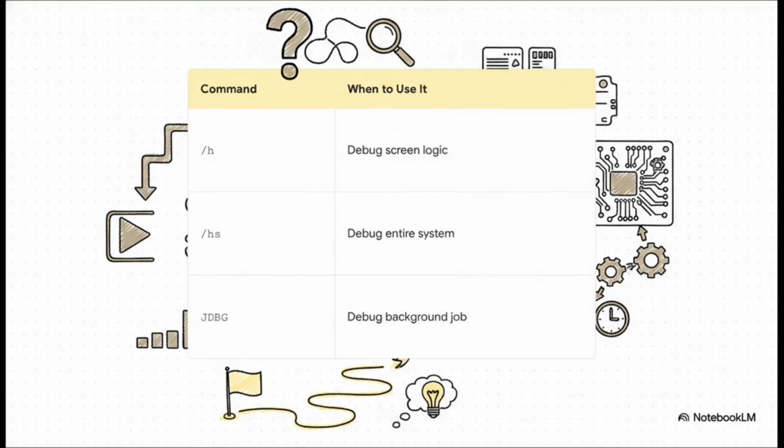You know, just knowing how to kick off the debugger is half the battle. This here is your cheat sheet. Pop /h into the command field and you can debug screen logic. Use /hs and you get system-level debugging, which is super powerful, and JDBG. Now that's a pro-level trick for jumping into the debugger for a background job after it's already finished. Knowing these commands shows you've actually been in the trenches.